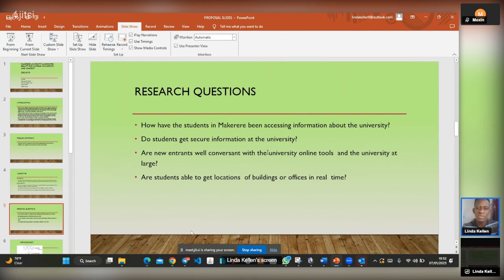So are students able to get locations of buildings or offices in real time? Previously, no. If yes, with a lot of difficulties. So we understood this, and that's why we came up with this. And at this point, I think I'll have my colleague come and take you through the methodology of the augmented model that we have come up with. Thank you.